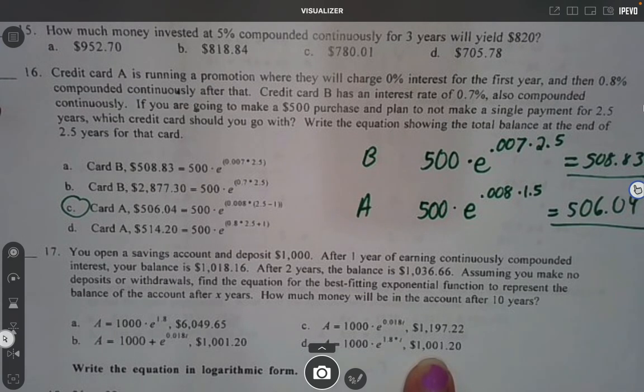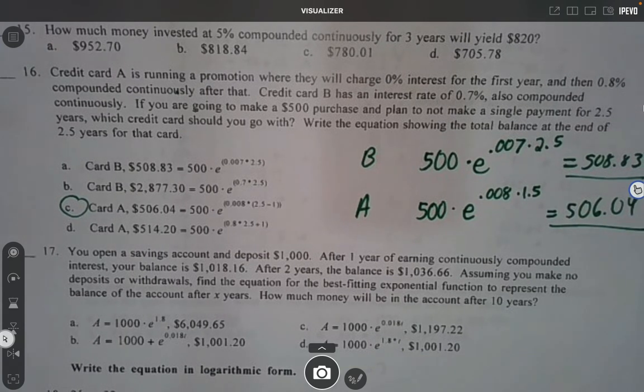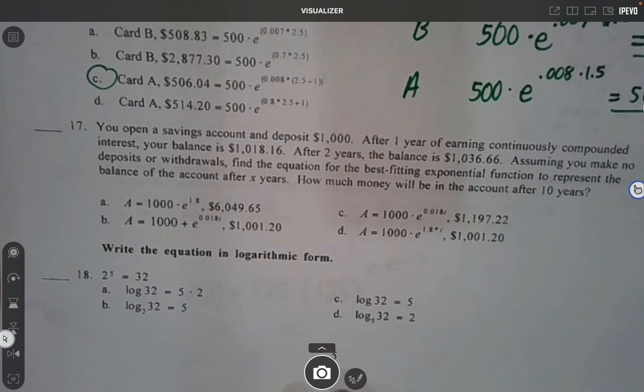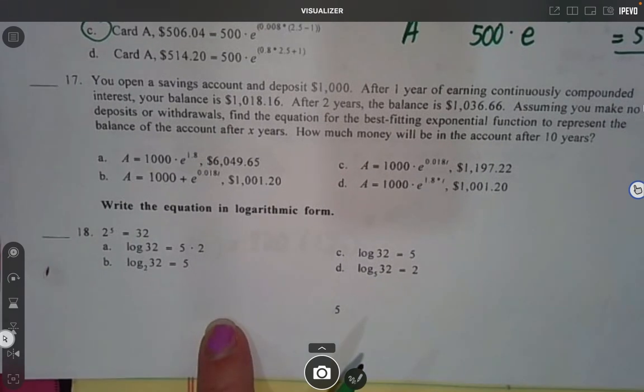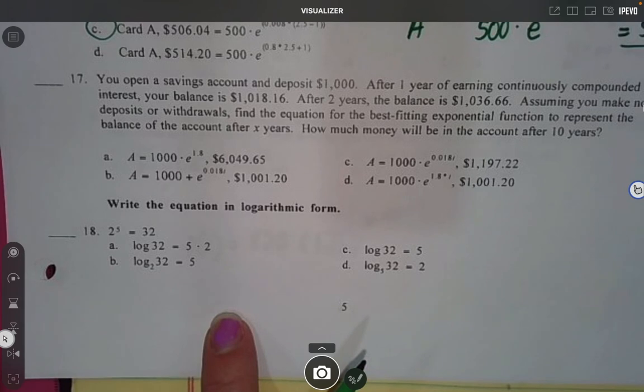17 is, I don't think, on there. I don't want to do that. So let's move along to 18. We're getting through this. How are we doing on time, y'all? I'm going to make it, and we're going to make it. It's 8:30.